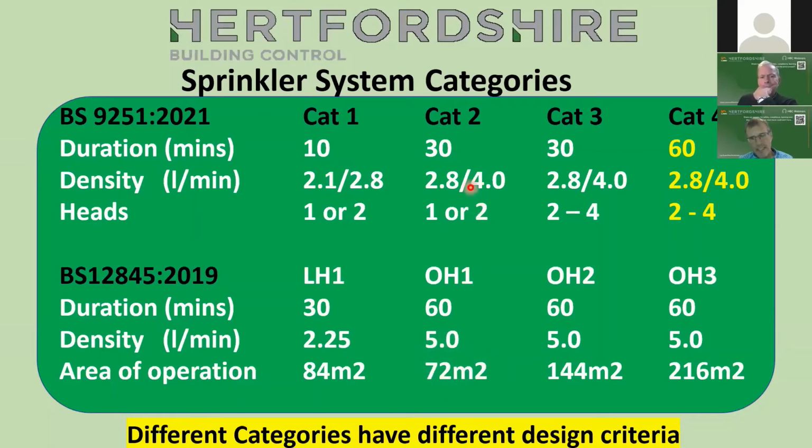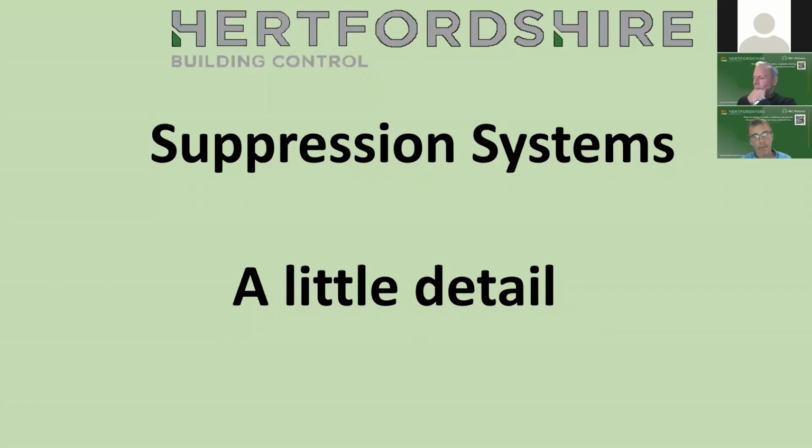So straight away you're seeing there's almost 3 times as much water in that OH1 system that would be used for these fellas. So it's quite an onerous code, 12845, and hence that's why the new 2021 version will allow commercial premises of a certain size to be sprinkled off the residential system.